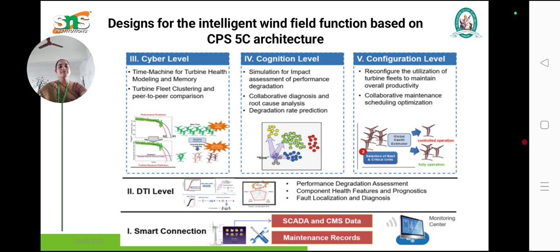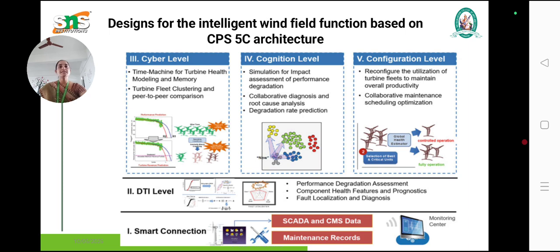The first level is the smart connection level, the second is the DTI level, the third is the cyber level, the fourth is the cognition level, and the fifth is the configuration level. In the smart connection level, the SCADA and CMS data are maintained, recording the data for the process. The second one is the DTI level, which represents the performance degradation assessment and fault localization and diagnosis process. The health features and prognostics of each component are monitored in the DTI level.